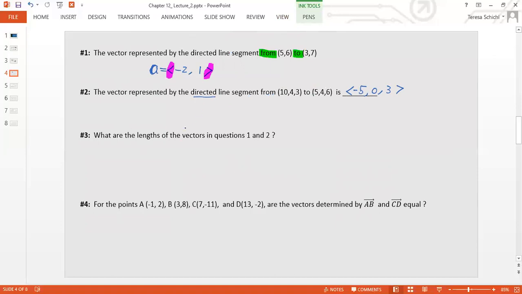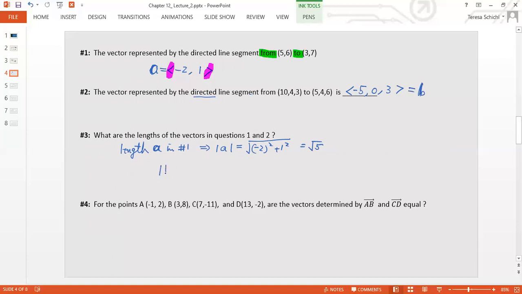Now let's find the length of the vectors. In problem number 1, the length of vector a uses the absolute value notation, and we use the Pythagorean theorem. It's (-2) squared plus 1 squared, so the length is the square root of 5. Good.